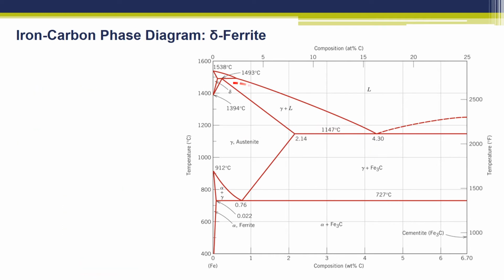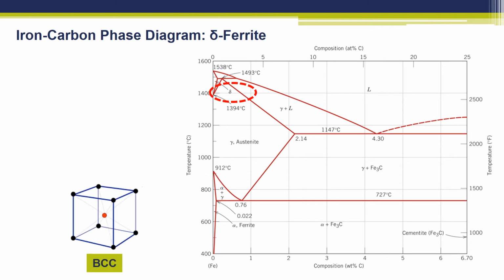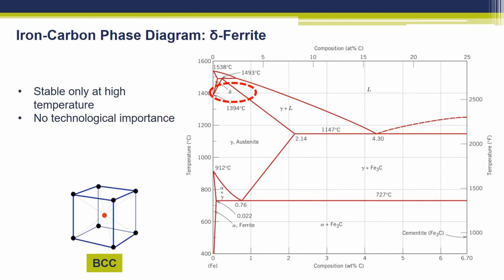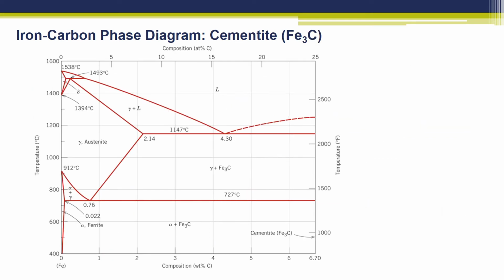The delta ferrite is virtually the same as alpha ferrite, with BCC crystal structure, except for the range of temperature in which they exist. Because delta ferrite is stable only at relatively high temperature, it is of no technological importance, and it is not further discussed.